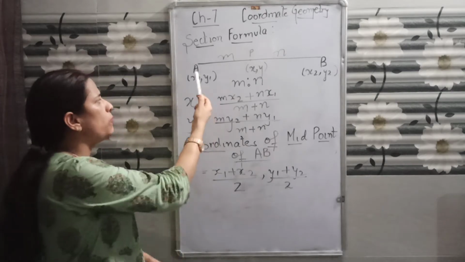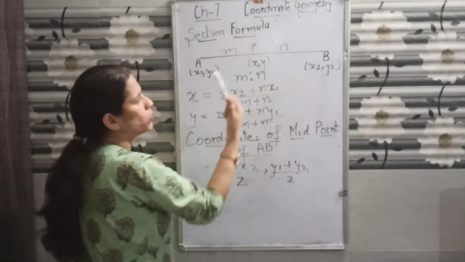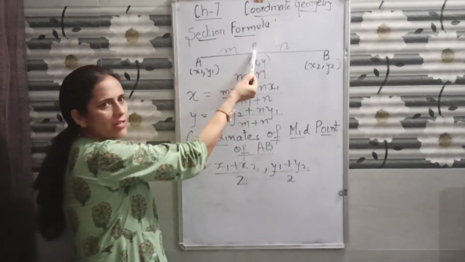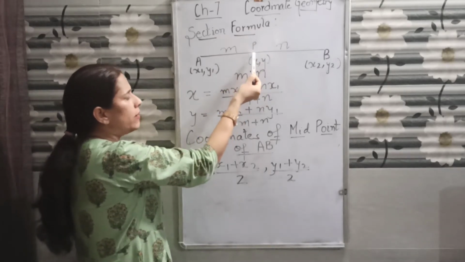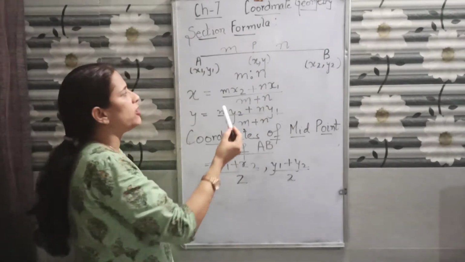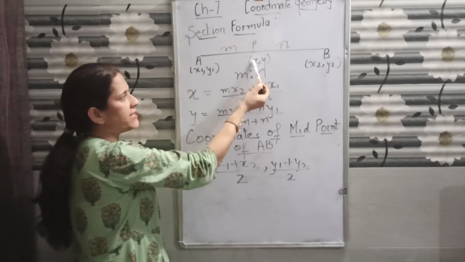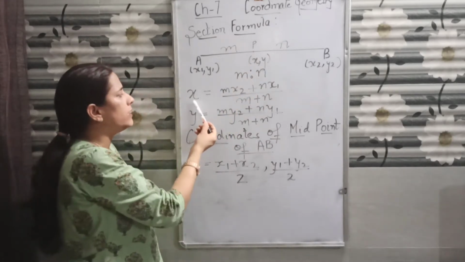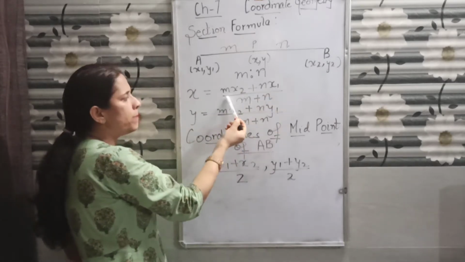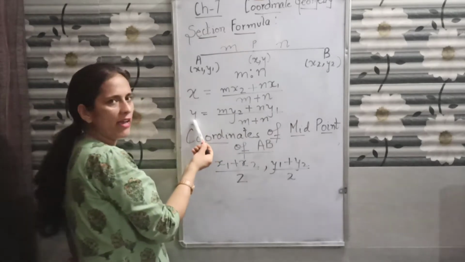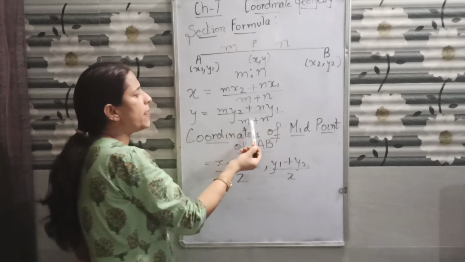Now if you have any two points A and B, that is A is (x1, y1) and B is (x2, y2), and you are given a point P that divides AB internally in the ratio m:n, and if you have to find the coordinates of this point P, that is (x, y), for this we have a formula: x is equal to (m x2 plus n x1) upon (m plus n), and y is equal to (m y2 plus n y1) upon (m plus n).